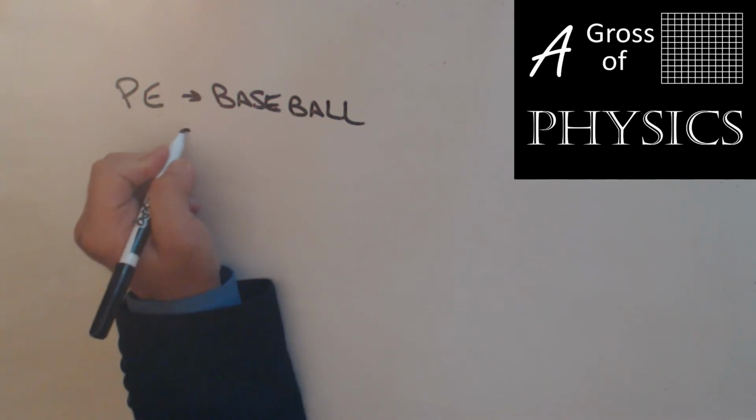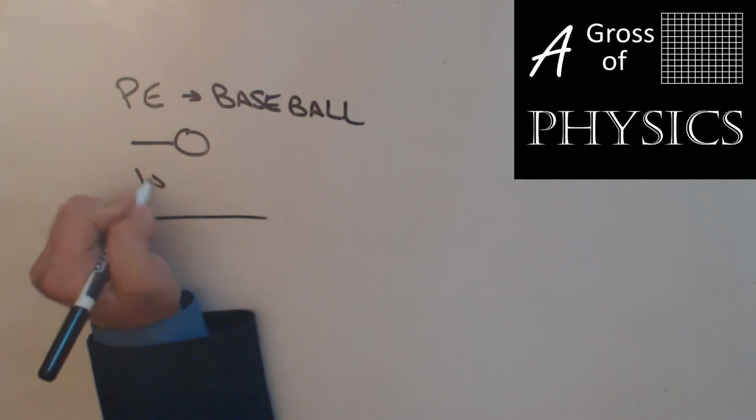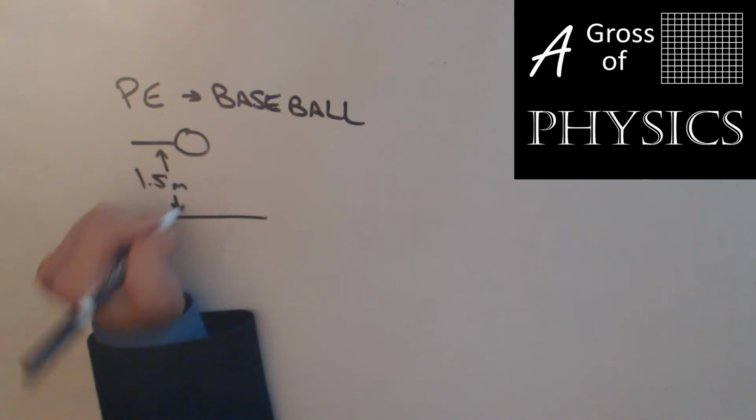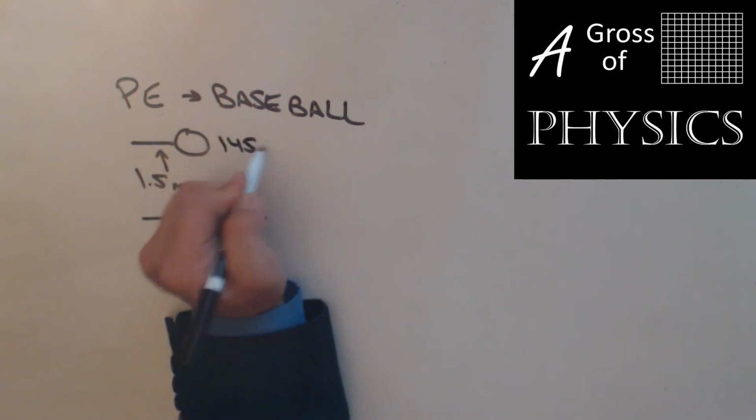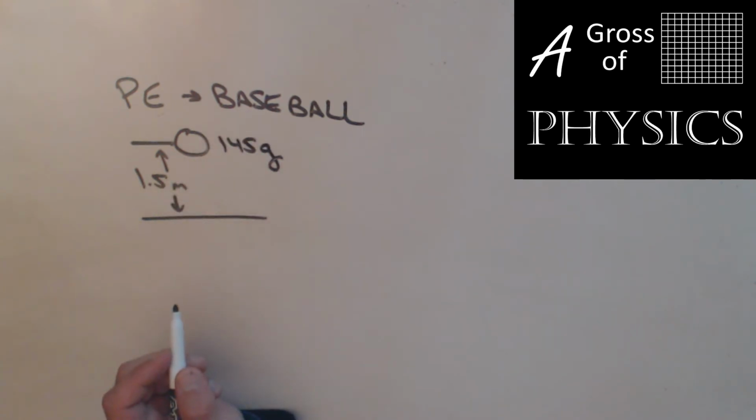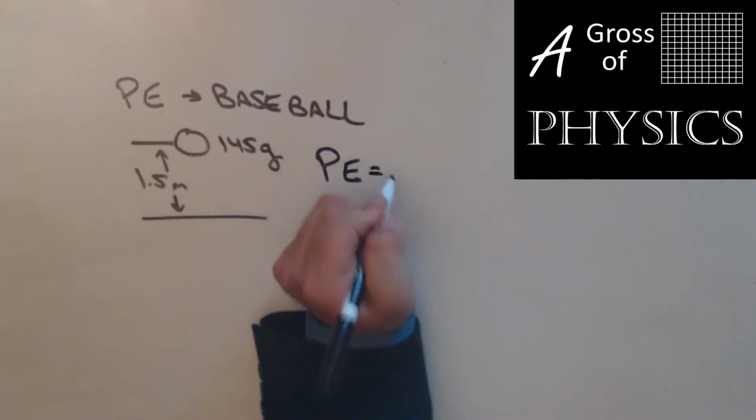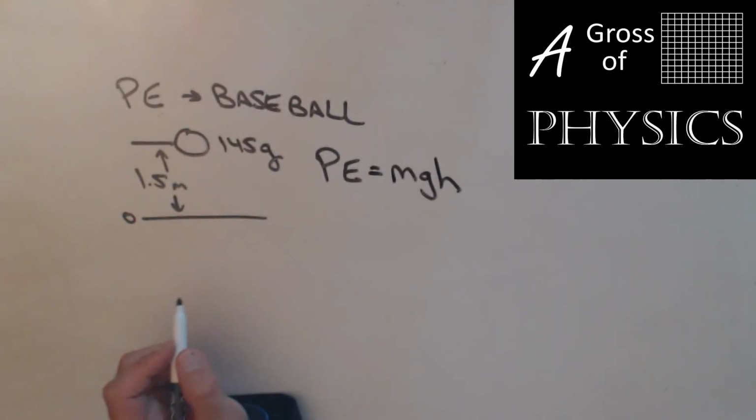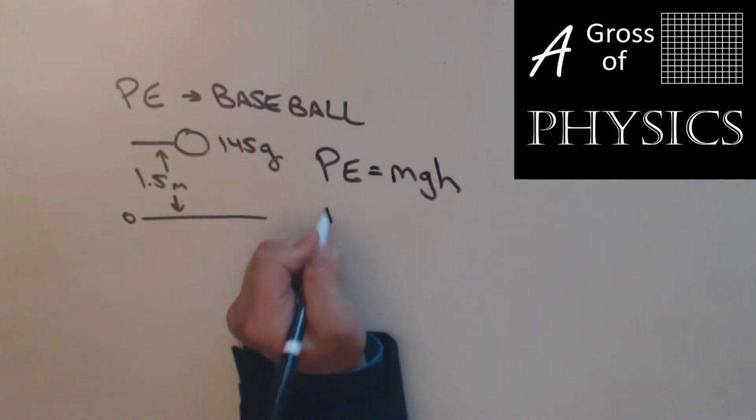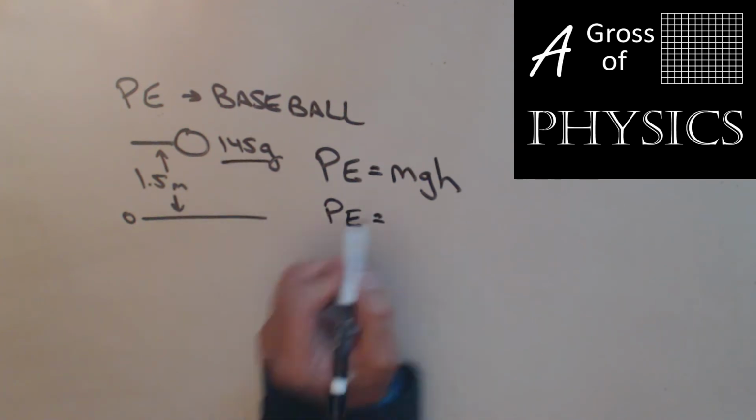All right, for this one, we're going to hold a baseball 1.5 meters above the ground, and we're going to find the potential energy that the ball has. Now, baseballs are 145 grams. That's the standard mass. And that means if we're going to find potential energy, we would do mgh. I'm going to define the bottom of the problem as the ground. So potential energy equals, biggest pitfall is not converting to kilograms.